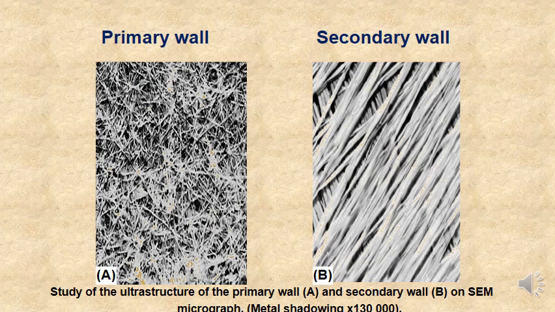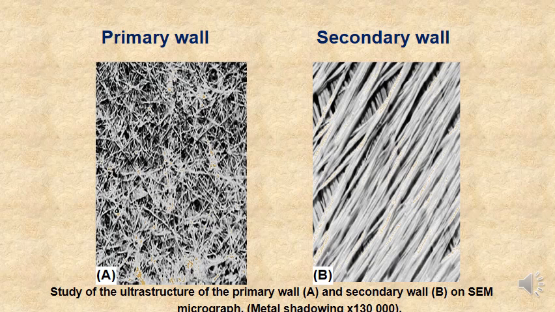Here we can see clearly the difference between primary wall and secondary wall on SEM micrograph. In the first one, we can see that the cellulose microfibrils are anarchic, but in the second one, they are parallel to each other.